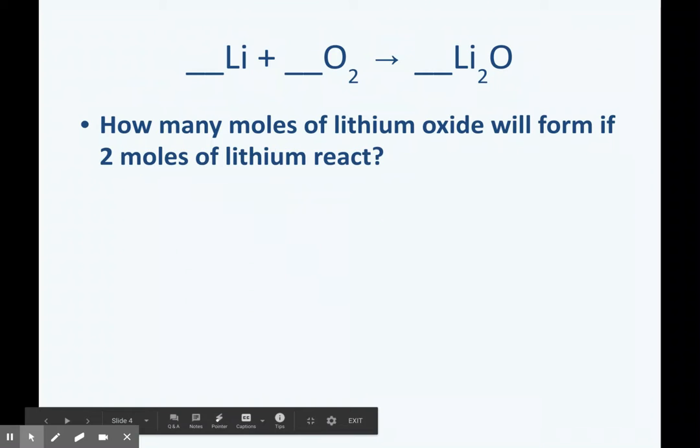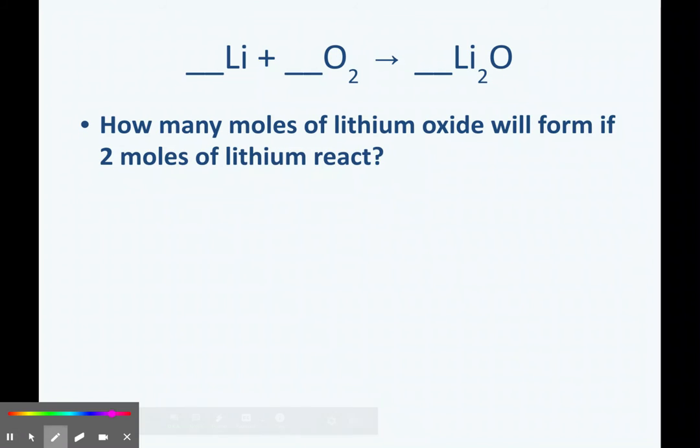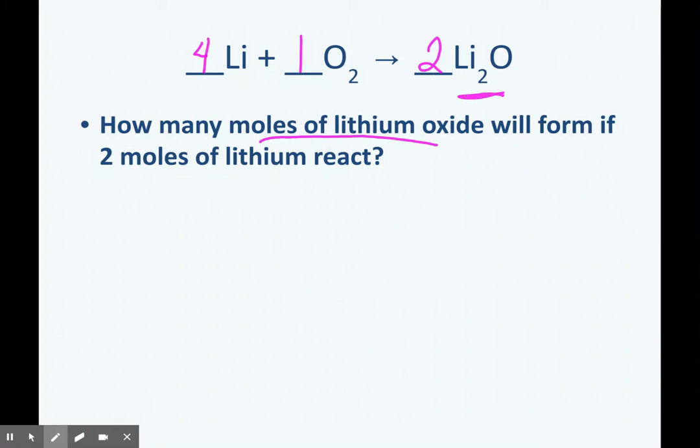So for this balanced equation, we would need to have a 4, and then this would be a 1, and this is going to be a 2. So our problem says how many moles of lithium oxide, so that's this guy right here, will form if we have 2 moles of lithium reacting, so this. So we're starting with what they tell us, 2 moles of lithium. And make sure you write those formulas just how they have them in the reaction because that's going to be important.